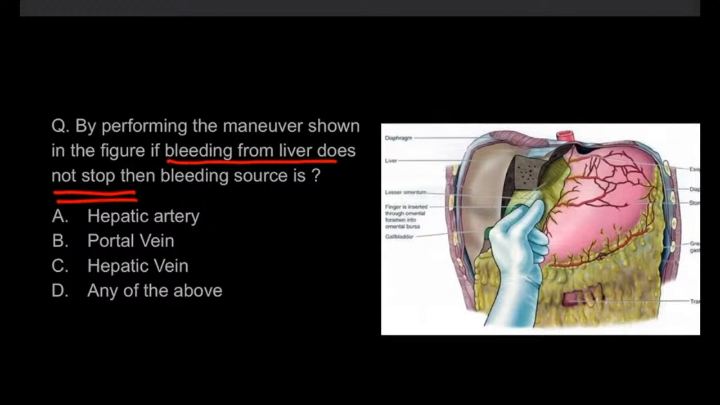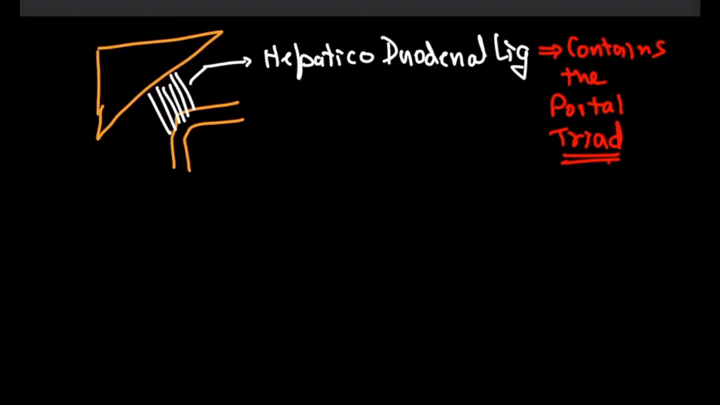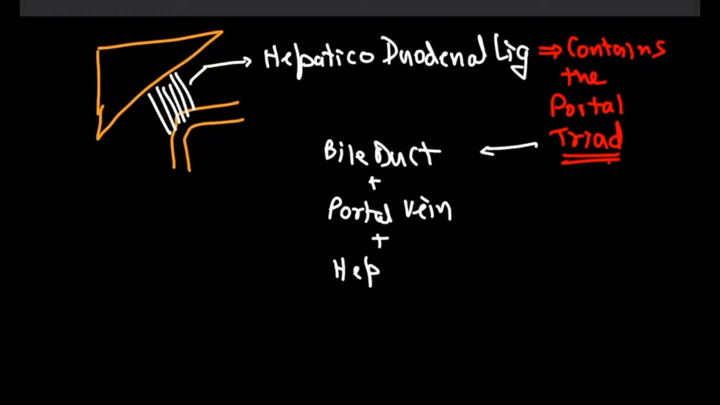Now this is a very, very important concept, guys. I'm sure most of you must be knowing this, but if you're saying that the answer is hepatic vein, you're absolutely correct. What I'm trying to show here is what is called the Pringle maneuver. For understanding the Pringle maneuver, you need to understand the anatomy. You have the liver and the duodenum, and there is a ligament running from the liver to the duodenum, the hepatoduodenal ligament. What is the characteristic feature of this ligament? This contains the portal triad. It contains your bile duct, no doubt. At the same time, it also contains the portal vein and the hepatic artery.